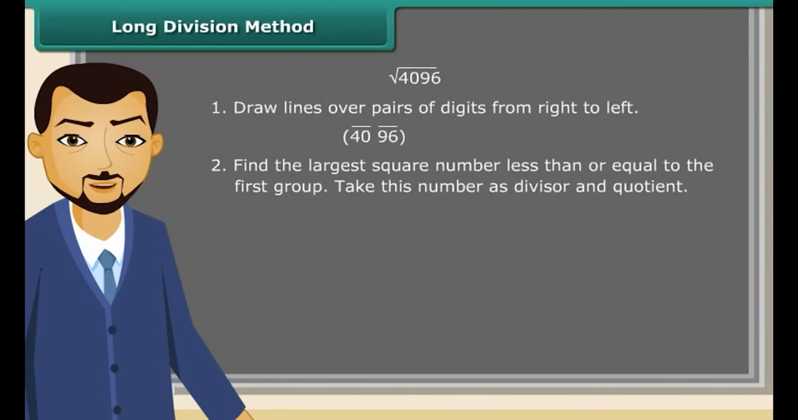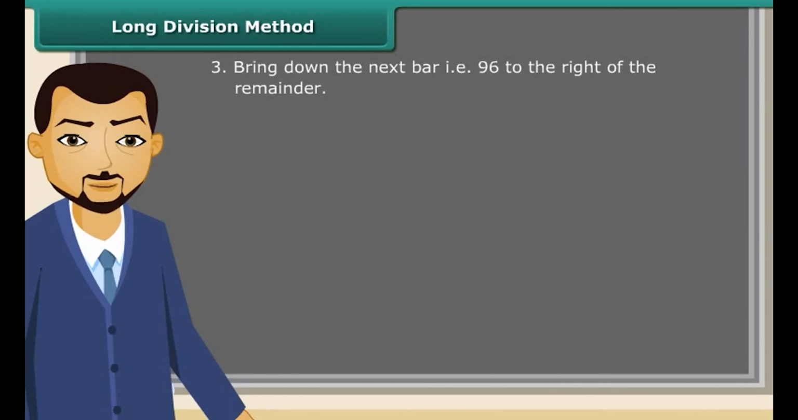Next, find the largest square number less than or equal to the first group, that is 40. Since 36 is less than 40, we take 6 as the divisor and 6 as the quotient. Now subtract 36 from 40. After that, bring down the next bar, that is 96, to the right of the remainder.